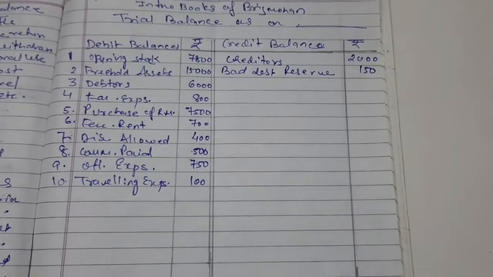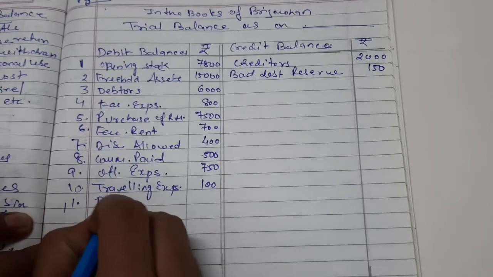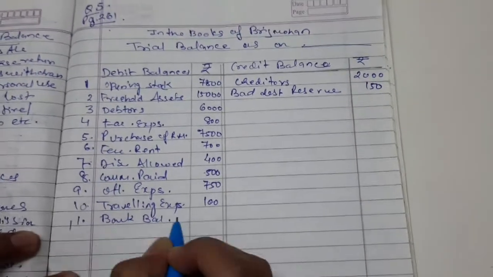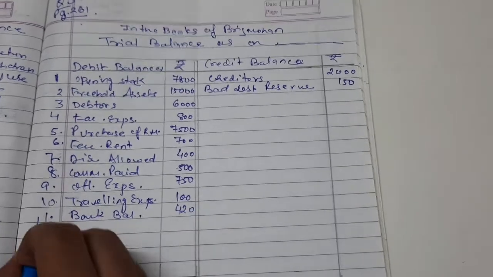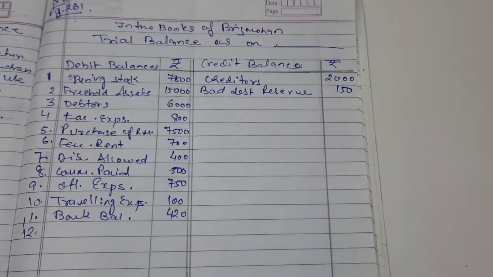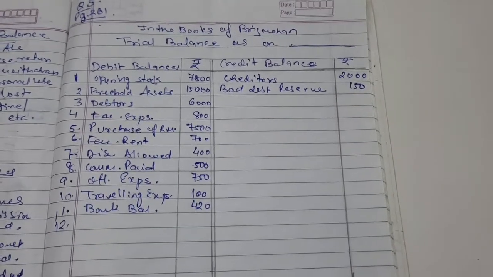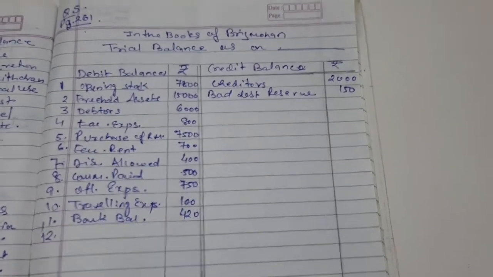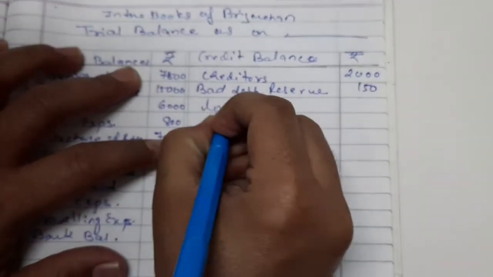Next is bank balance. As we have seen, bank balance is a personal account, and it will always have a debit balance. So bank balance is 420. Next is loan borrowed. So we have seen that loan borrowed from bank or from any other person will always have a credit balance. So we will write it on the credit balance side.